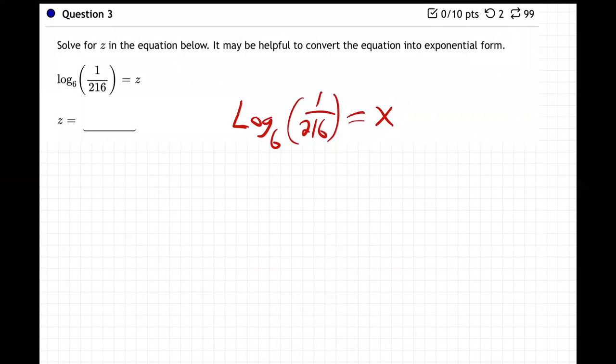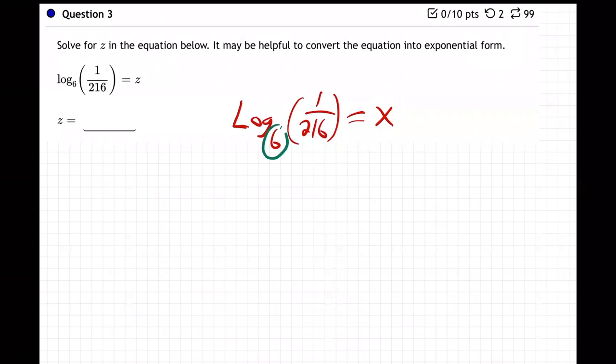Okay, in this question, we're trying to solve a log equation. It's got a log and an equal sign. It's a log equation. The first thing we do is we change out of log language into power language, or exponential.